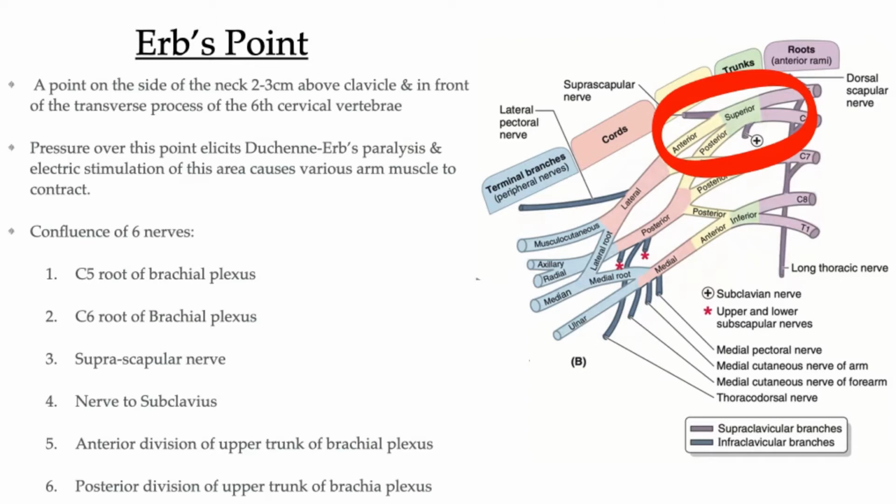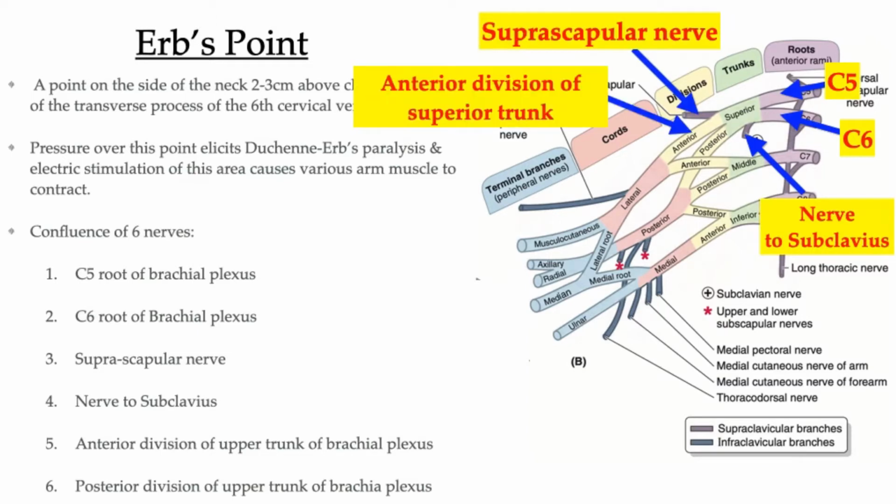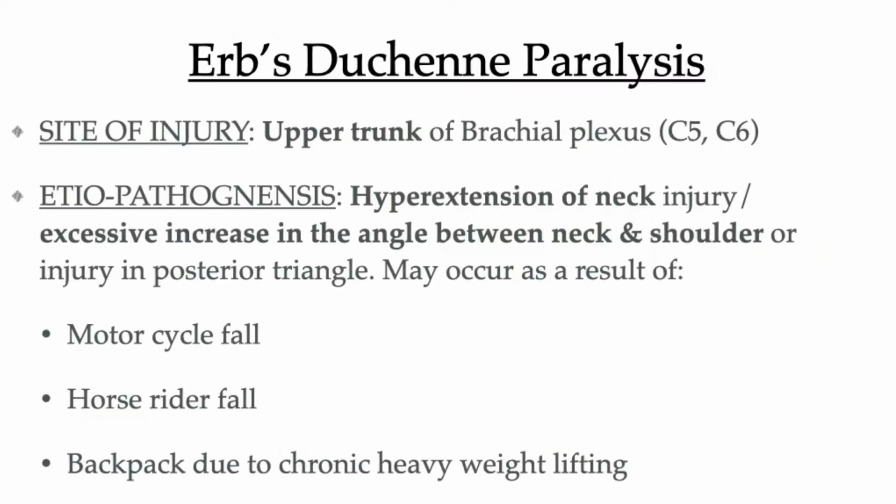Erb's point is the confluence of six nerves, that is, six nerves meet here. They are C5 root of the brachial plexus, C6 root of the brachial plexus, nerve to subclavius, suprascapular nerve, anterior and posterior division of superior trunk of the brachial plexus. So, any compression over this area may result in compression of these six nerves, which may result into symptoms likewise.